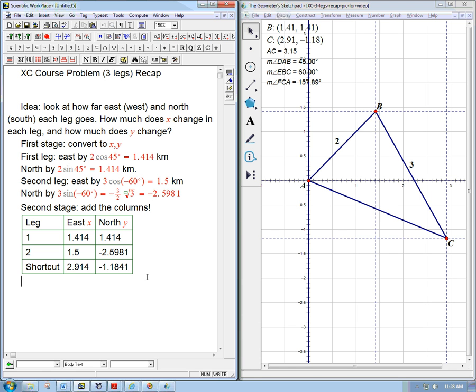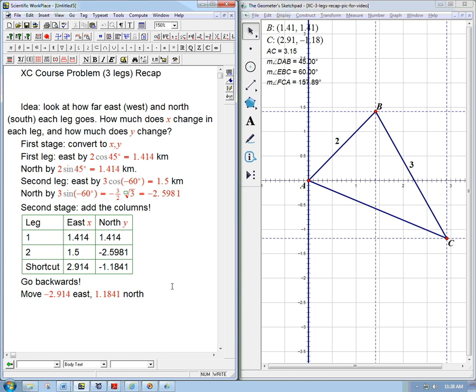Okay. Now, here's a tricky thing. The problem was actually to go backwards. It was actually, what do I need to do to go from C to A? Okay, well, that's easy. That means I'm just going to move minus 2.914 in the east. In other words, I'm going to move west. And positive 1.1841 north. So I really am moving west and north.